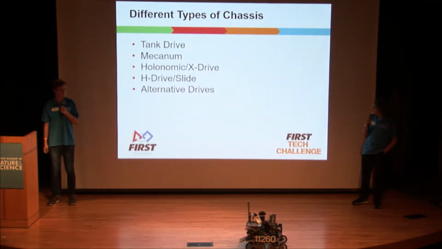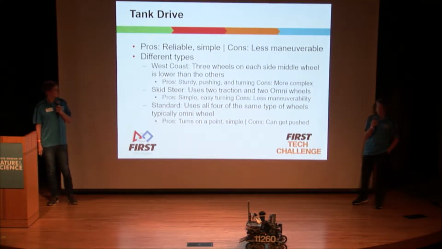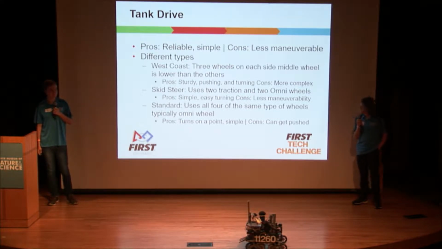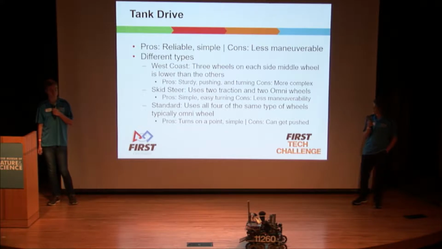So next we'll go over the different types of chassis. So first we have the tank drive. The tank drive is the most simple chassis, and it is very reliable, though it is less maneuverable than other chassis types. There are 3 common types of tank drives. The first is a West Coast, which is the most complicated of the tank drives, and it has 3 wheels on each side of the base, with the one wheel in the center being lower than the others, which allows for better turning while also maintaining good pushing power.